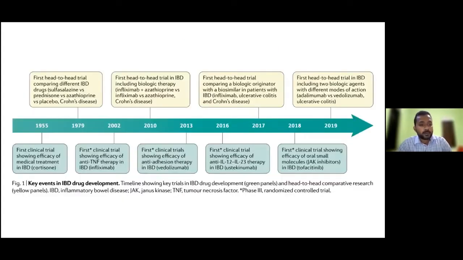So this diagram shows key events in IBD drug development. The first effective drug was identified in 1955. It was cortisone. And in 2002, there was a major breakthrough. The TNF-alpha therapy, that is infliximab, was found to be effective for IBD. And in 2013, vidofludimus was introduced. In 2016, ustekinumab was introduced. And in 2018, the small molecule JAK inhibitors was introduced. And we can appreciate that during the last decade, there was a major expansion of the available medical options.